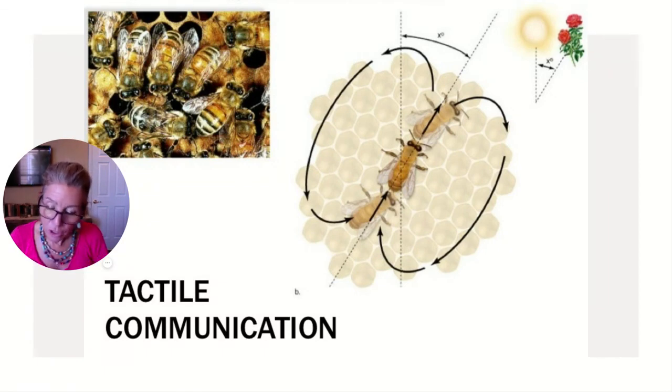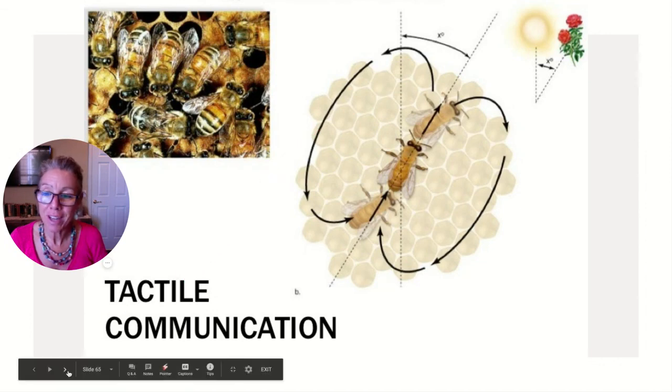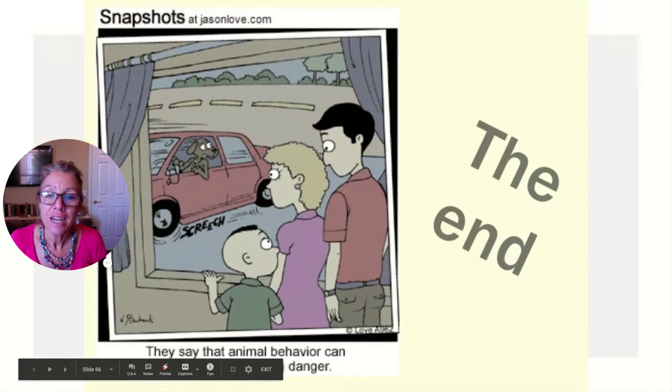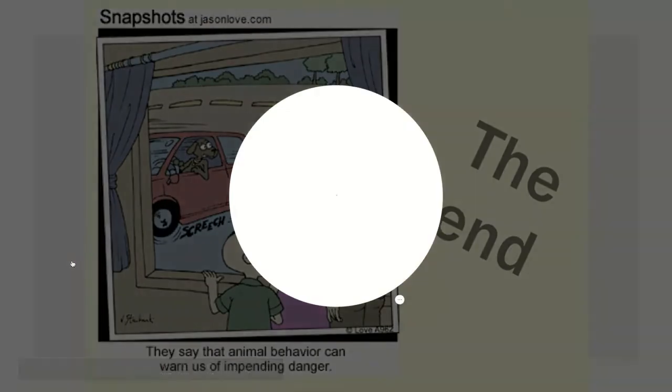So on your notes, you have everything for tactile communication, right? You have information is passed from one animal to another, and then I explain the waggle dance. So, yeah, I think that that is it.